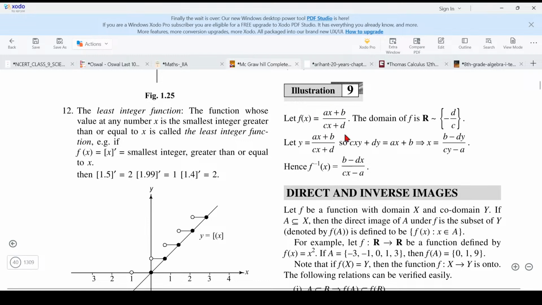Sir, I can't see your screen. You can't see my screen? One second. Can you see now? Yes, sir.